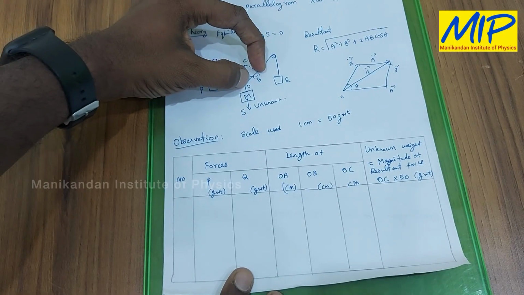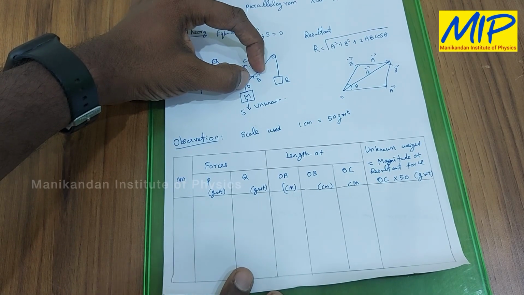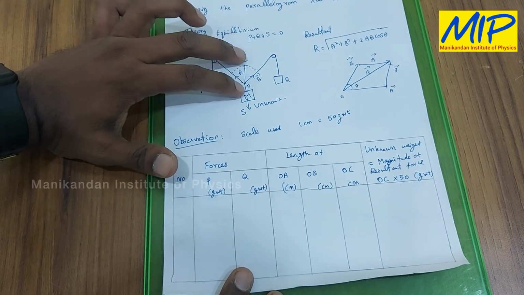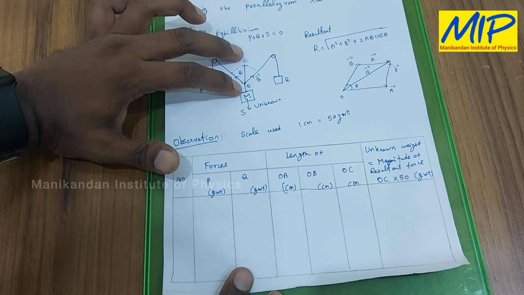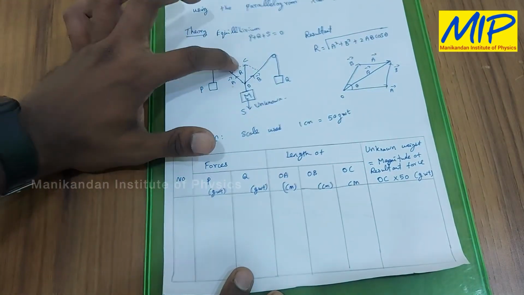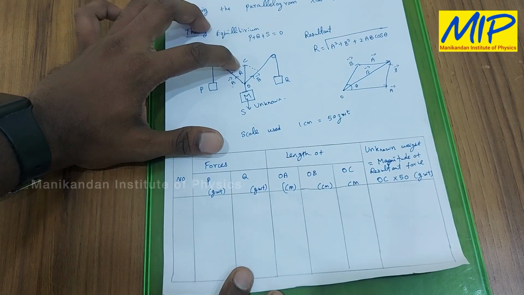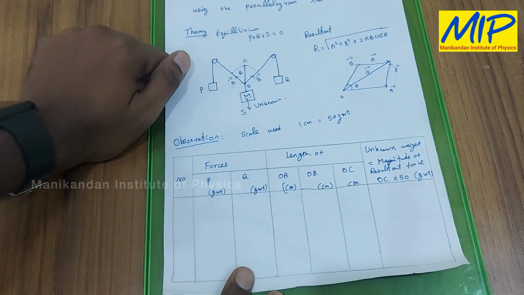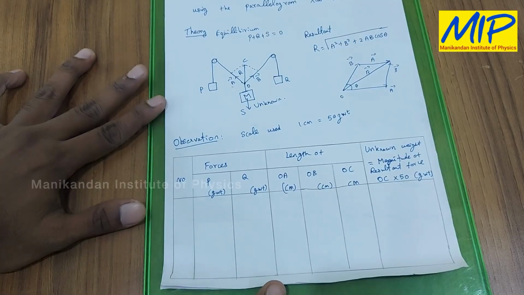The distance from here to here is said to be OB. From this point to this point is said to be OC. So my OC is nothing but my resultant vector. So my resultant vector is equal to the magnitude of the weight acting downwards. I will explain how to determine this using this theory.